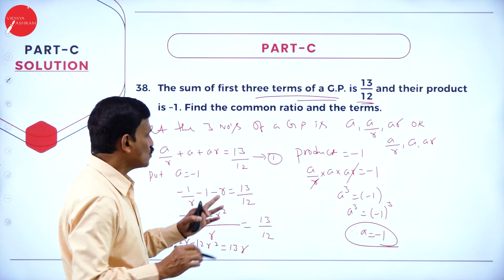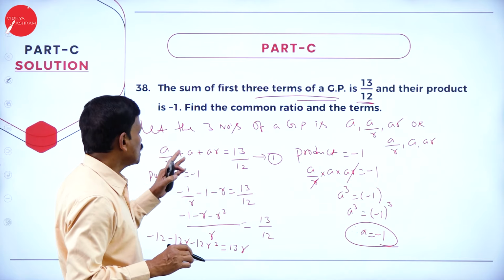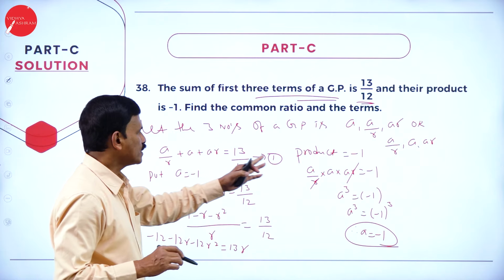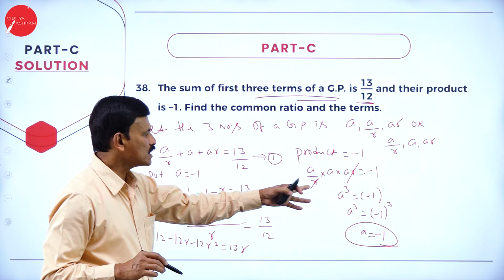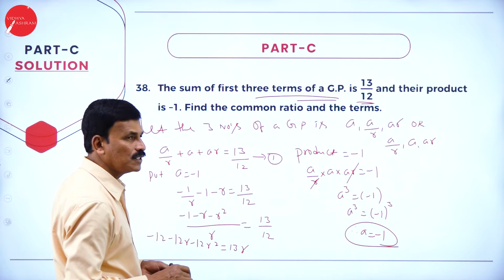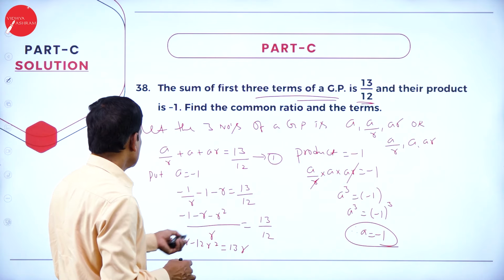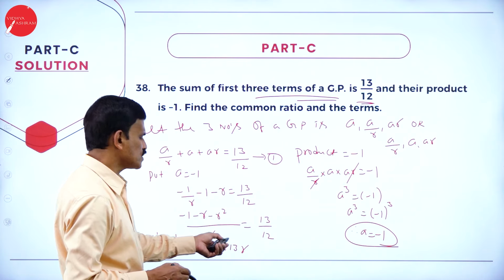Cross multiply. So, first part is, what is given? The sum of three numbers A by R plus A plus A R is equal to 13 by 12, and the product is A by R into A into A R is equal to minus 1. R and R get cancelled. A cube is minus 1. Therefore, A is equal to minus 1. Substitute this minus 1 here. So, what we will get? So, this is the equation we are going to get, that is minus 12 minus 12 R minus 12 R square is equal to 13 R.